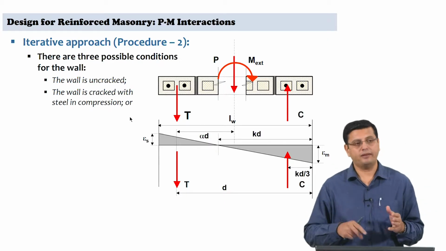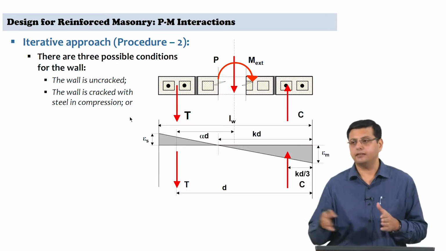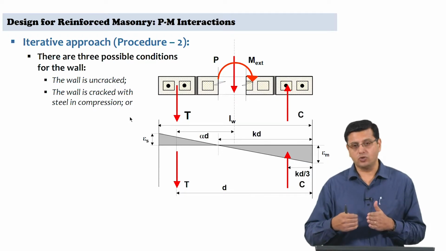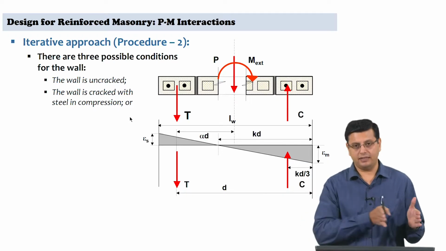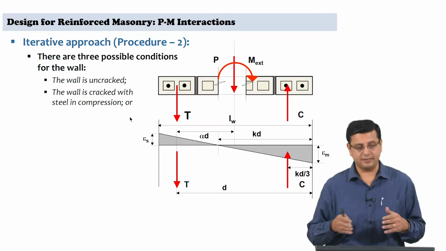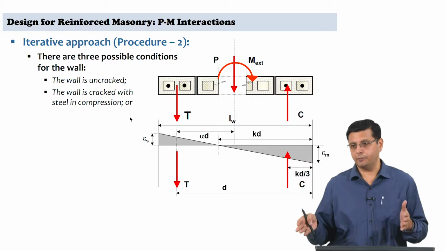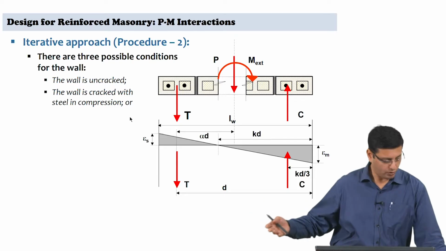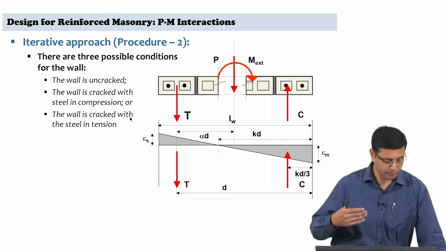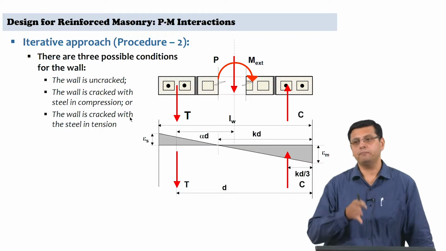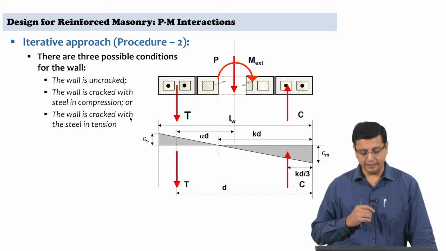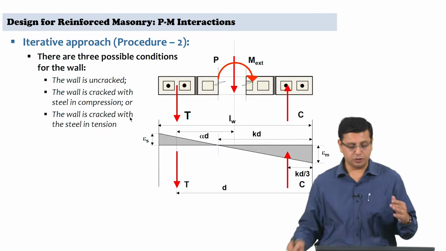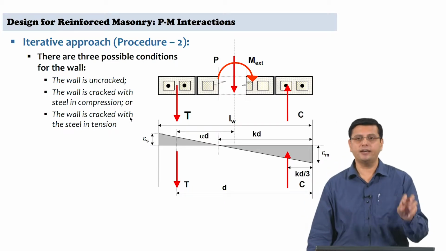The second case is where the eccentricities are such that the masonry section is now cracked, but the length of the compressed zone is such that all the steel that you are providing is still in compression. So the cross section is cracked, but the steel is still in compression, and as you progress, the steel reinforcement goes into tension, and so the third zone is where the wall is cracked and the steel is in tension as well.